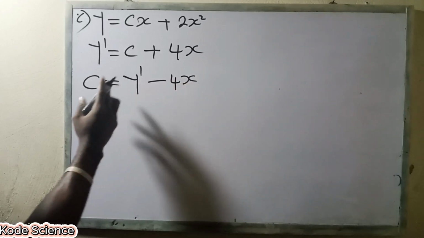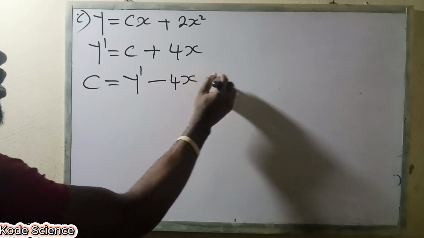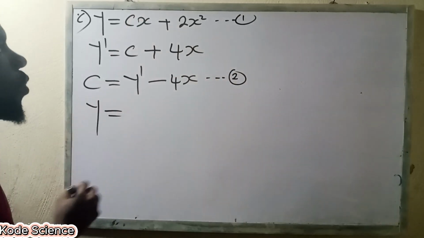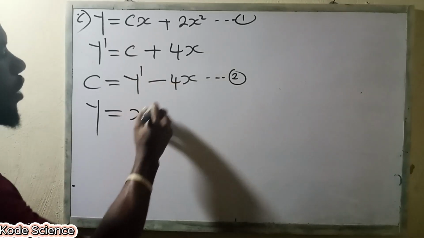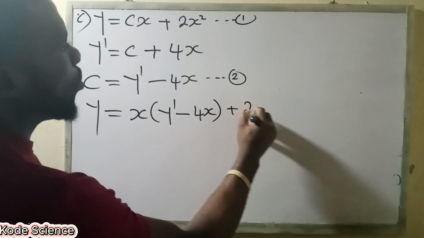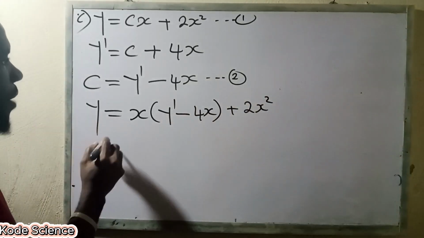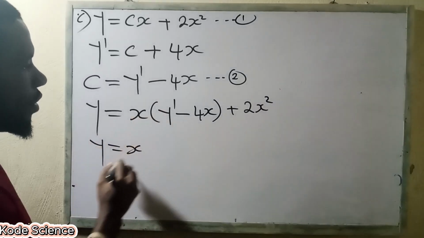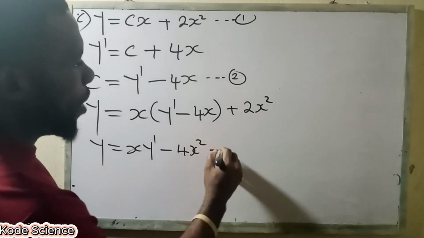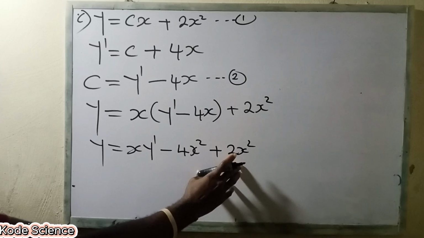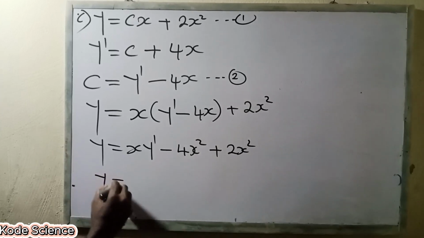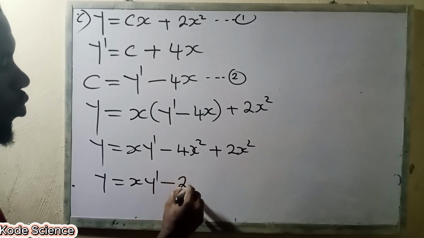So since we have gotten c is equal to y prime minus 4x, let's call it equation 2, substitute c into equation 1. So therefore, we're going to have our y is equal to, now what is our c? Our c is all of this. So we're going to have it as x into y prime minus 4x plus 2x squared. So when we substitute this, we have y is equal to x y prime minus 4x squared plus 2x squared. When you sum this, because they have the same term, we are going to have y is equal to x y prime minus 2x squared.